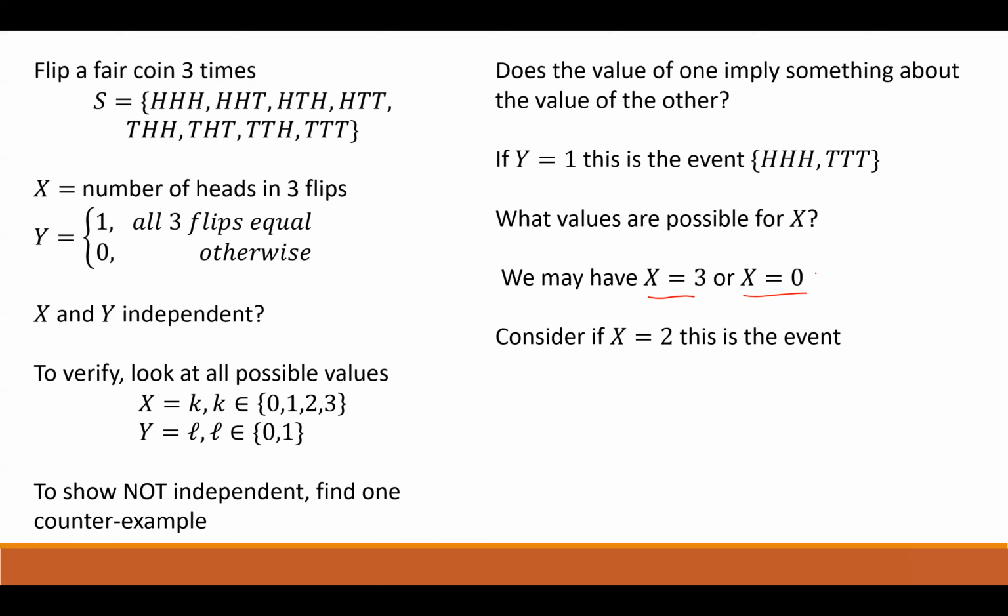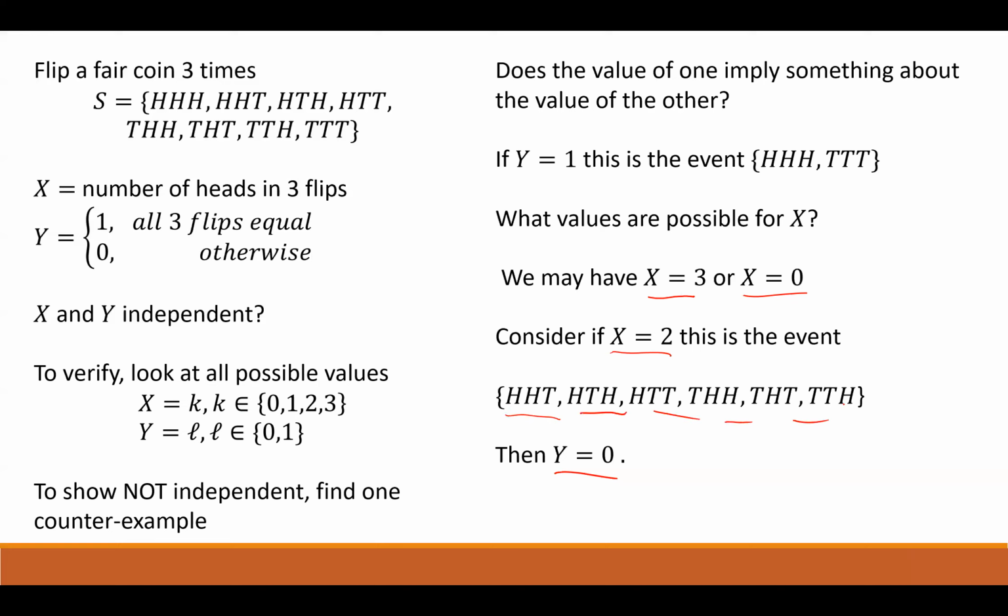Now we have to find 2 events that are not independent. If X is equal to 2, then Y must be equal to 0, right? Because for X equal to 2, I do not have 3 of a kind anywhere in here. So that's another example of 2 events that influence each other.